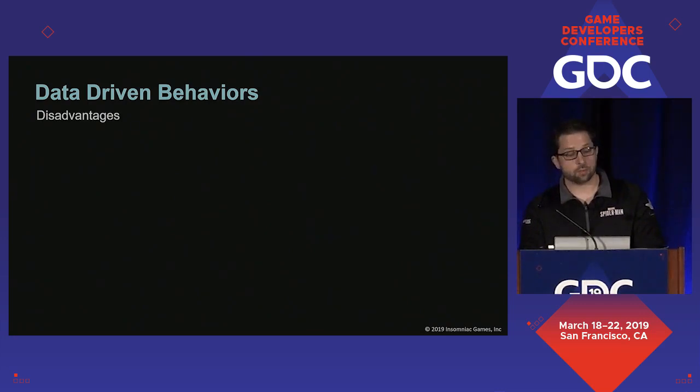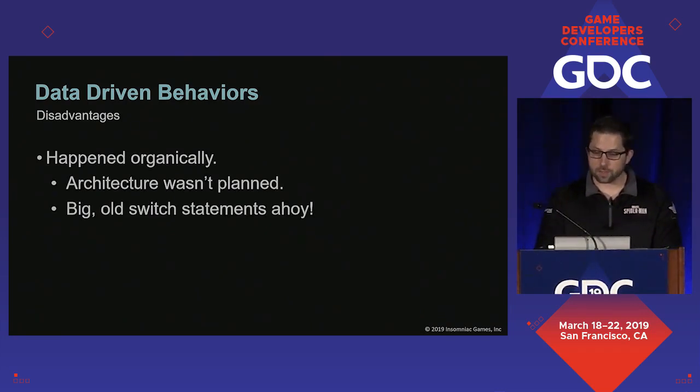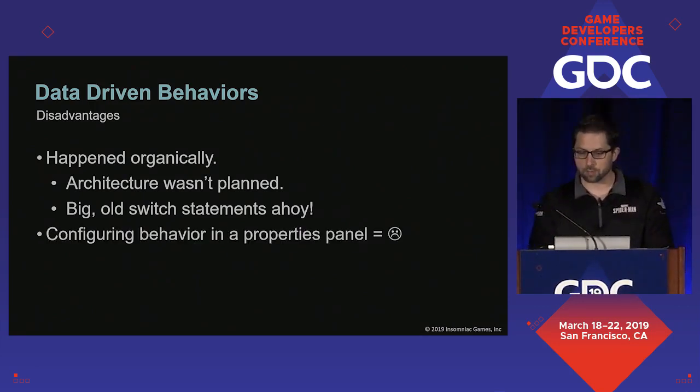That said, there are some definite disadvantages with our current approach. Most of these behaviors organically grew into this pattern, so parts of them can be a little bit of a mess. You saw an example of this with the giant list of if-elses in our melee example. But the real big problem we had for us was that our tools only allowed us to express the data in a properties panel, and let me briefly show you why this is such a problem.